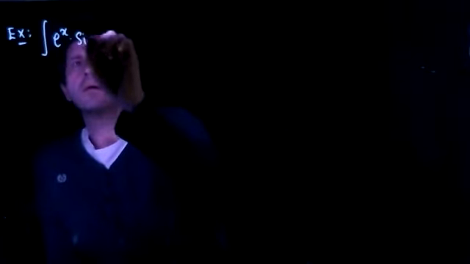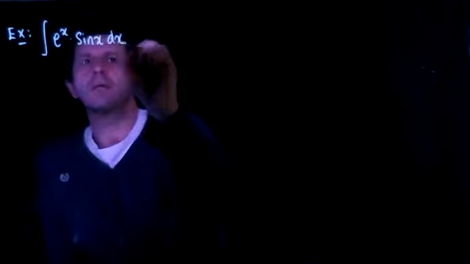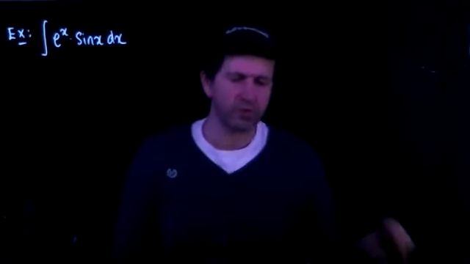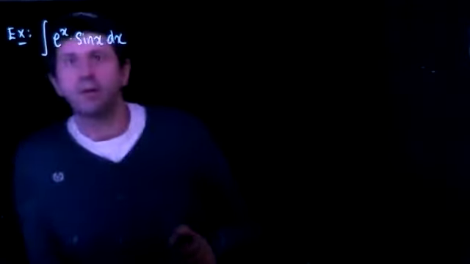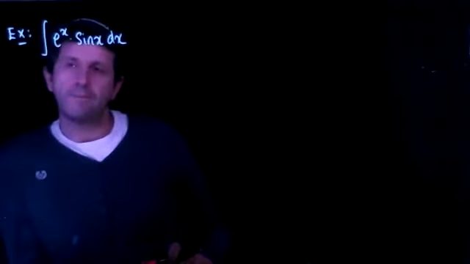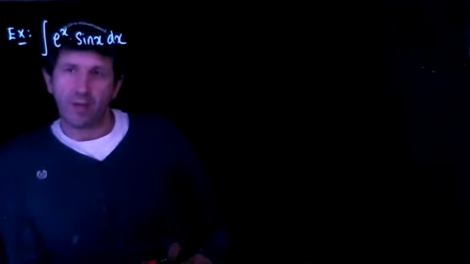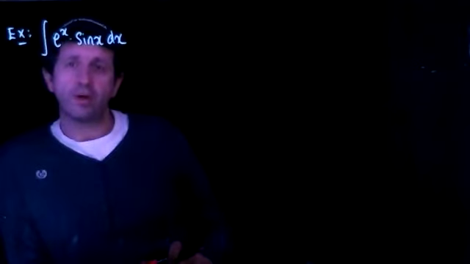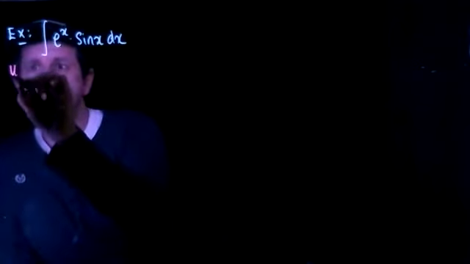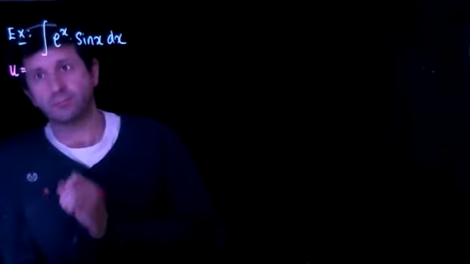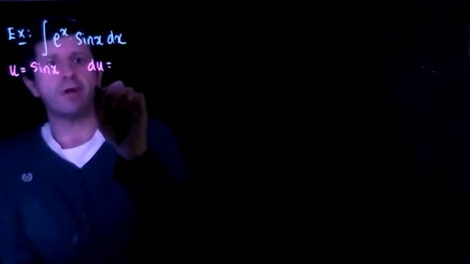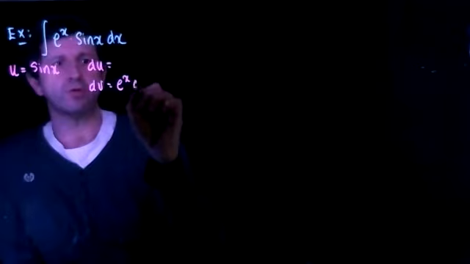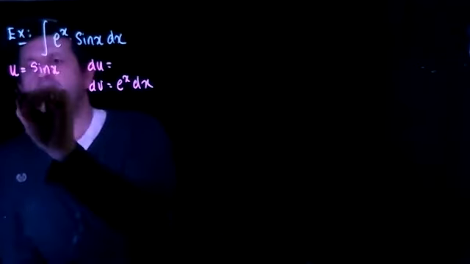So here's a classic, e to the x times sine x dx. Okay, so this one we'll do together. But you could help me out. So what should I do? What should I put as a u? Sine x. Very good. And so du I want to find, and then of course dv is whatever's left, which is e to the x dx. And I want to find v.